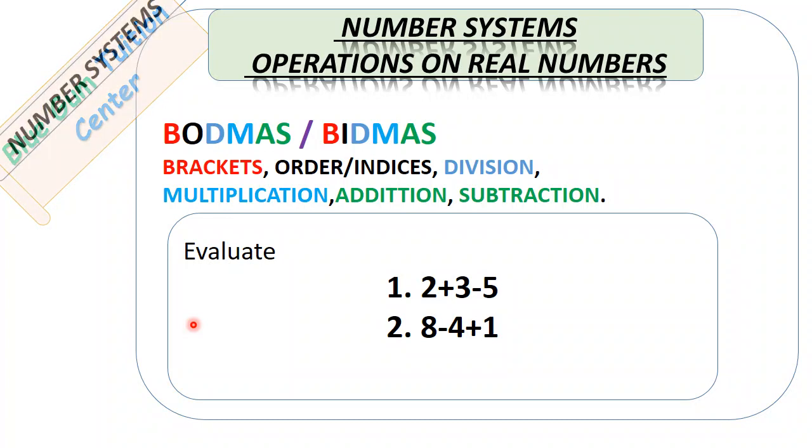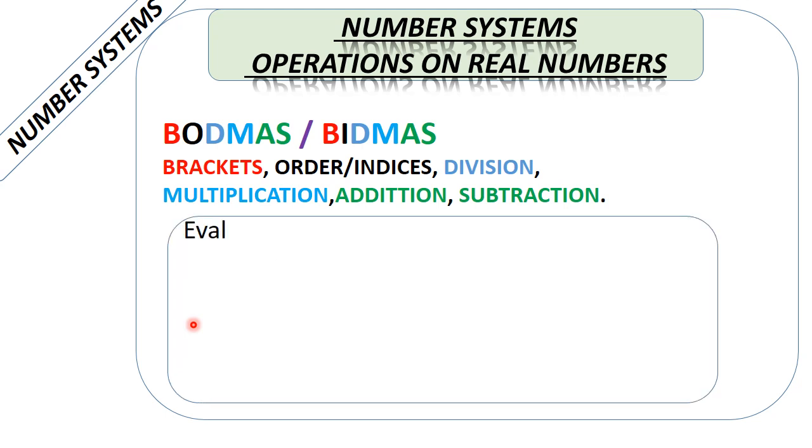So our example says evaluate question number 1, 2 plus 3 minus 5. Question number 2, 8 minus 4 plus 1. So start with question 1. How do we evaluate 2 plus 3 minus 5? How many operators are here? We have 2 operators, addition and subtraction.